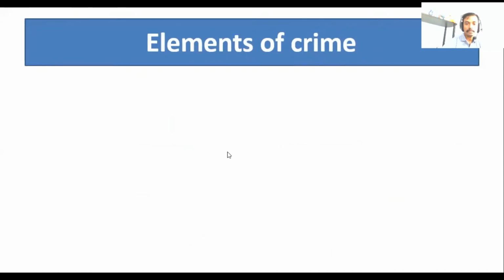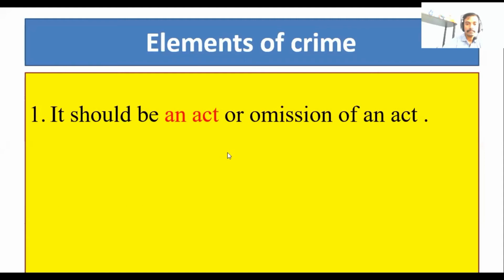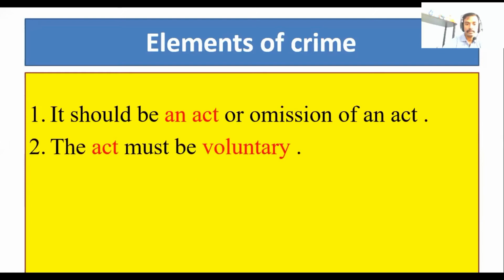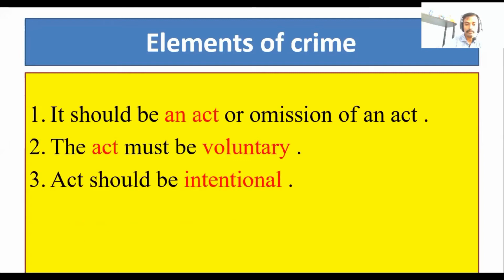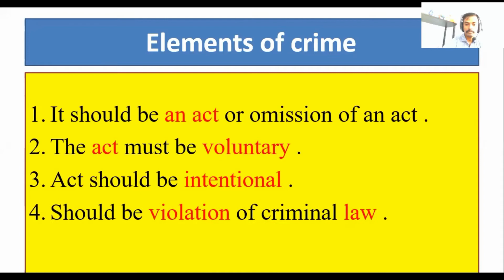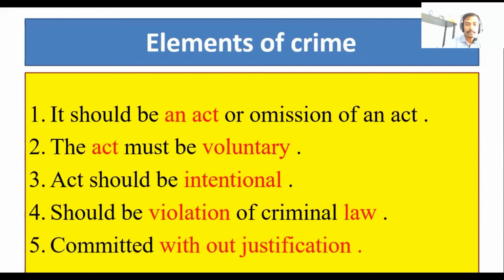Then the elements of crime. An act is the first element. The act must be voluntary, which means a behavior done voluntarily and intentionally. Then violation of criminal law, which is a very important key element. A behavior that violates criminal law means it violates human rights and disturbs others' rights. Then without justification: they don't think about what is just and unjust.